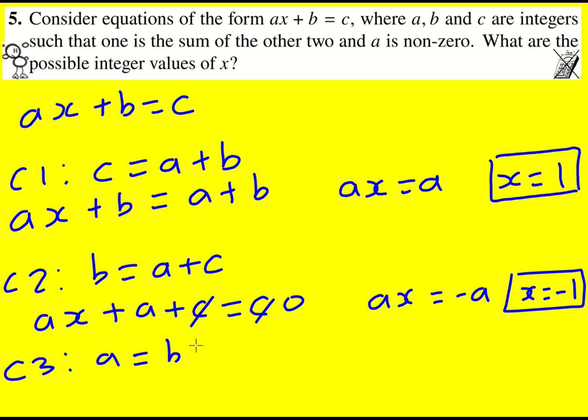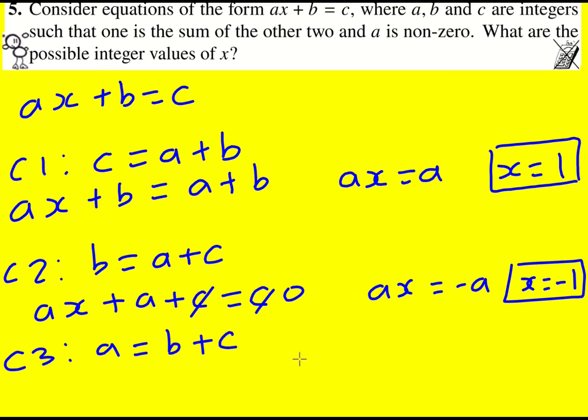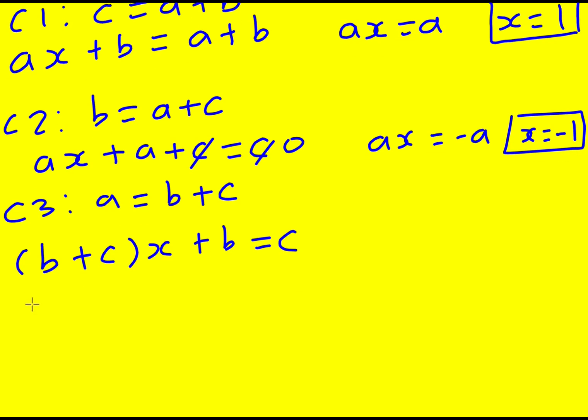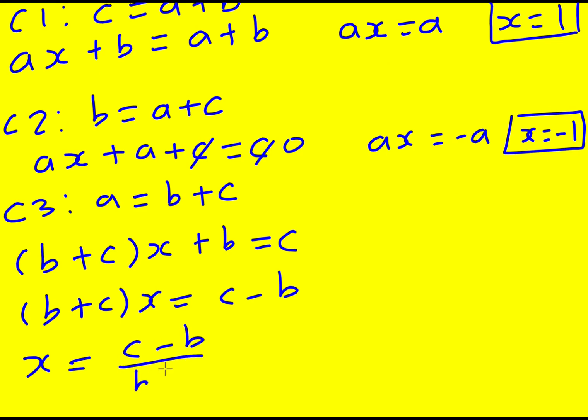a equals b plus c. So now it's b plus c, x, plus b is equal to c. So I can rearrange that. Let me do it bit by bit. b plus cx is going to equal c minus b. Therefore, x is equal to c minus b over b plus c.